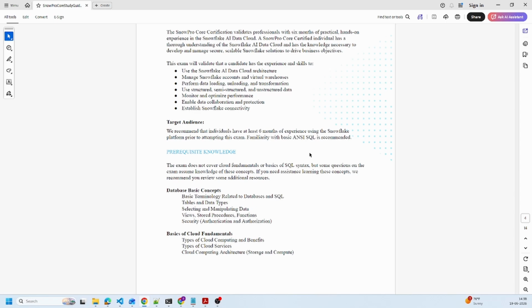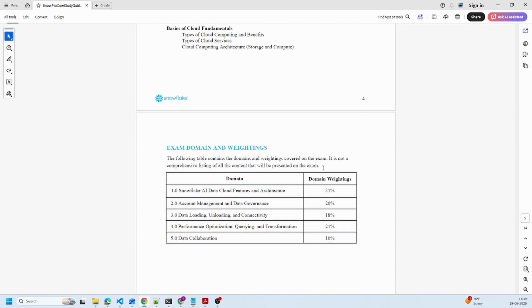Now, one thing I want to say up front, because this surprises a lot of people, the exam does not test basic SQL syntax. It does not teach cloud fundamentals from scratch. You're expected to already know things like what a table is, how select statements work, the general idea of cloud storage versus compute. If you're shaky there, that's okay. Just make sure you brush up before you dive deep into Snowflake-specific topics.